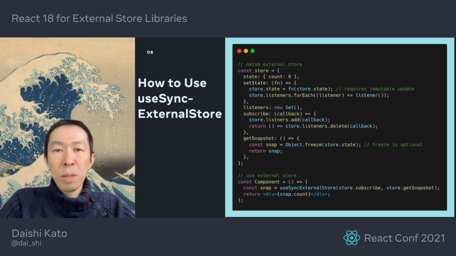We can ensure immutability by freezing objects. If the objects are nested, you won't freeze them deeply. It's fine to skip freezing if you are sure about the immutability. Now, with those two functions, we can use the useSyncExternalStore hook. It's pretty straightforward. You get a snapshot variable, which you can use like the state variable returned by the useState hook.